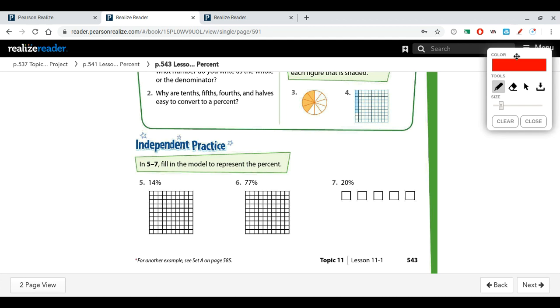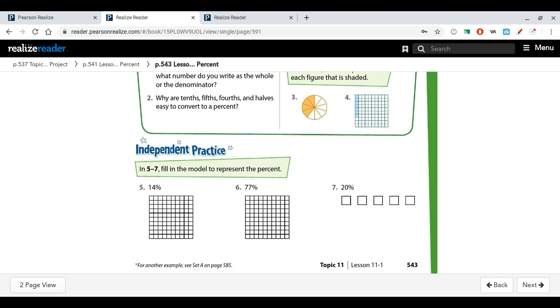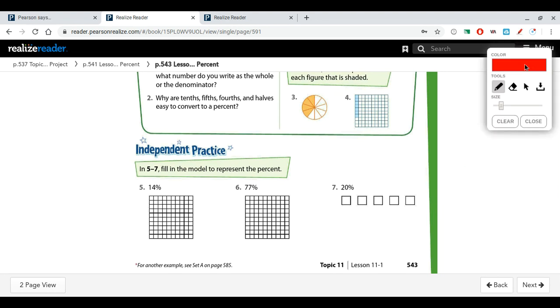On the 20%, my recommendation would be to write it as a fraction, so 20 over 100, and then reduce by a value until you get to the number of boxes that you need, and that will tell you how many boxes to shade in. So on your independent practice and math practices and problem solving, you are actually going to just go ahead and do 5 through 7, or 5 through 14 all.